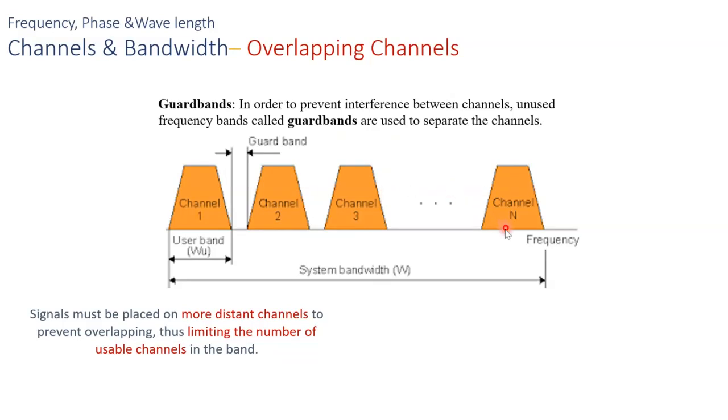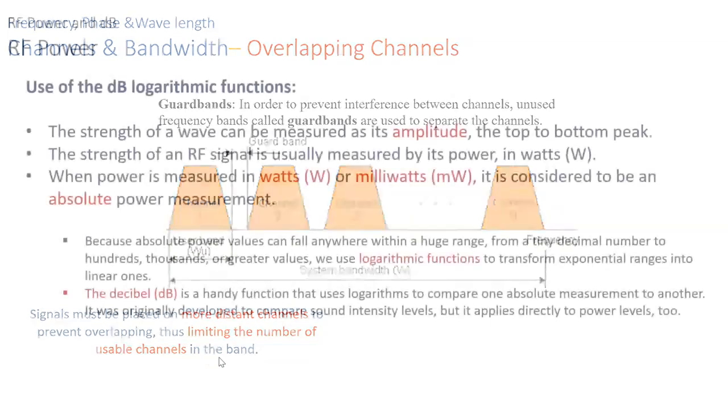So what is the disadvantage? It consumes bandwidth. If I need to use all these guard bands, then I will consume my system bandwidth. In summary, signals must be placed on more distant channels to prevent overlapping, therefore limiting the number of usable channels in the band.